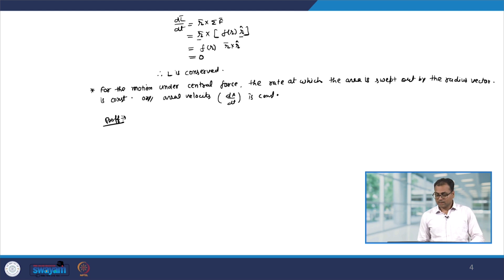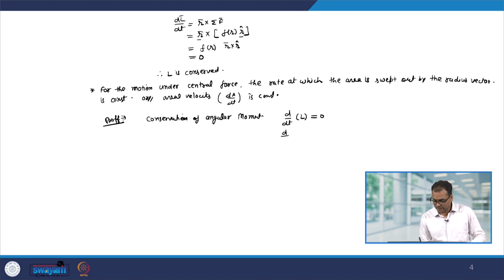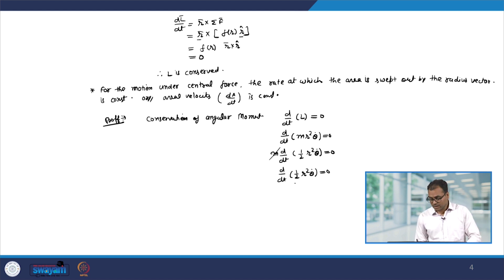So, just now we saw that under the central motion, the angular momentum remains conserved. So, conservation of angular momentum means that d/dt of L is equal to 0, and we also saw that in polar coordinate system L is m r square theta dot. So, I can write this as d/dt of m r square theta dot equal to 0. Now, m is a constant, so d/dt of, and let me multiply by half, r square theta dot is equal to 0, but m cannot be 0, therefore d/dt of half r square theta dot is equal to 0. Okay. Now, let us see what this quantity is.